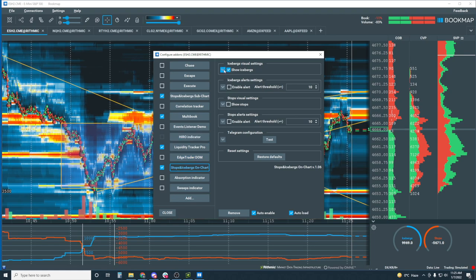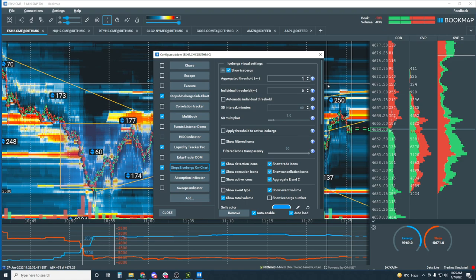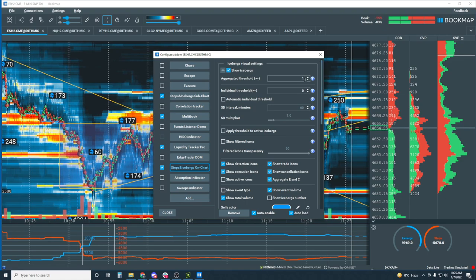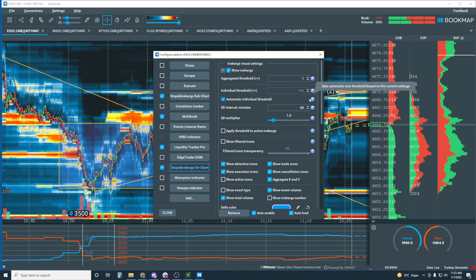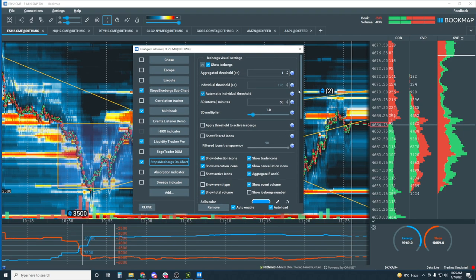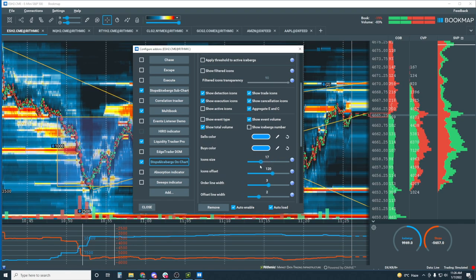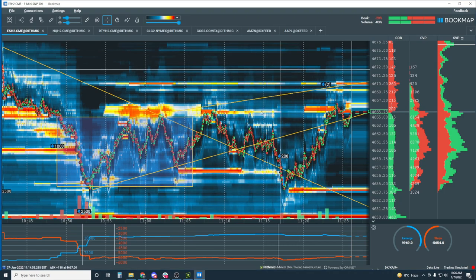Soften icebergs on chart. Show icebergs. Okay, let's put in one. Well, let's go with automatic threshold. Let's try that. Okay. So about 196 is what we're looking for here. And we can make this icon size a little bit smaller. Okay. There we go.